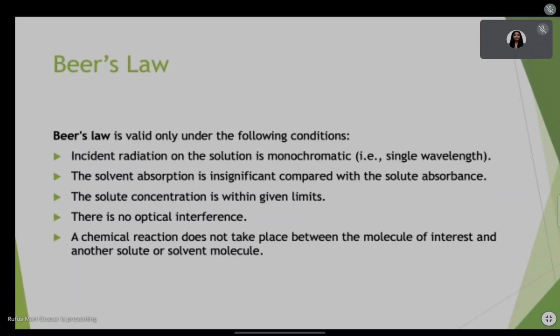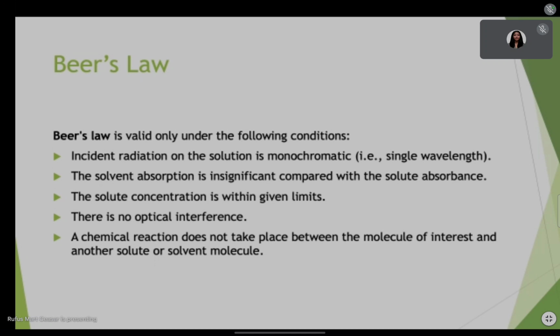Fourth is that there is no optical interference. Meron ngayong calculation nito, dapat na alam natin dun sa analytical chemistry yan. Meron siyang calculation yan, yung optical interference. Pero hindi, chill lang to. So hindi tayo analytical chem na subject.